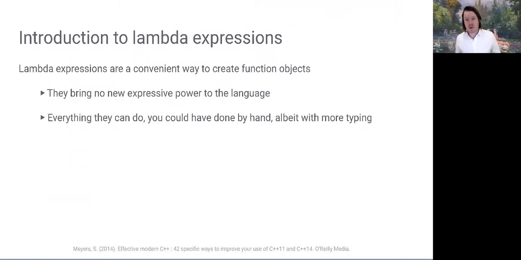In the C++ programming language, lambda expressions are a convenient way to create function objects. We're going to see it's a syntactic sugar of sorts. They're not going to bring us any new expressive power to the language. Everything they can do, you could have done by hand, although with a bit more typing. And we'll see how the compiler interprets them and the implications thereof as we move forward within today's lesson.